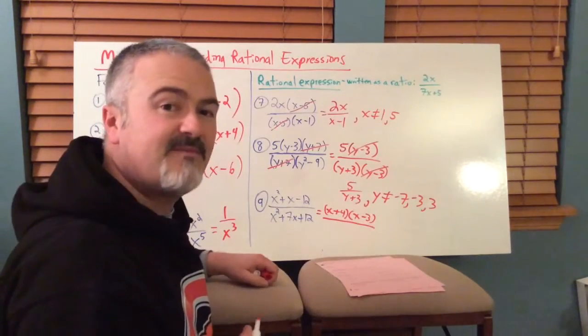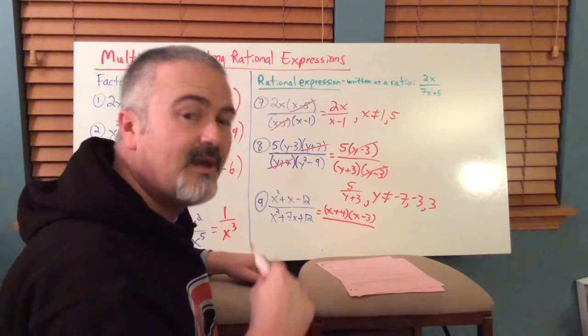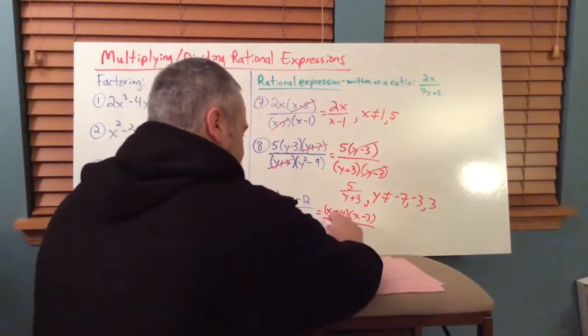The denominator: what multiplies to give you 12 and adds to be 7? That would be x plus 4 times x plus 3, both positive.